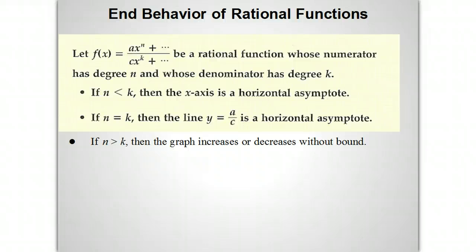So this summarizes it. You can pause this and jot these very important 3 bullets down. If we have a rational function, 2 polynomials, whose numerator has degree n and whose denominator has degree k, because those are the degrees of the leading terms, then here are 3 scenarios. So you can pause this and take notes on what those say, because those will help us decide whether we have a horizontal asymptote at y equals 0, or the x-axis, a horizontal asymptote somewhere else, or the graph increases or decreases without bound.